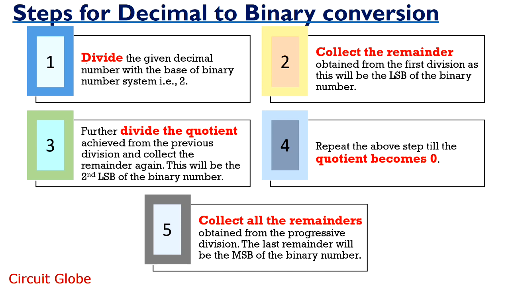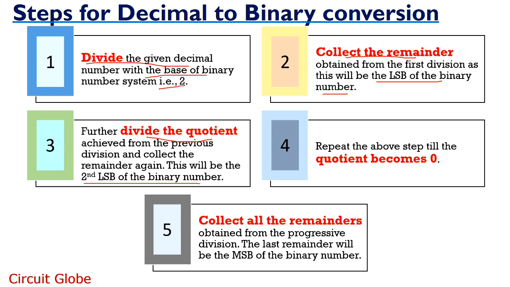Guys, the first step is to divide the given decimal number with a base of binary number system, that is 2. On division, we will get a remainder value either 0 or 1 that should be collected, as this value will act as LSB of the binary number. Further, to have next binary value, we have to divide the quotient received from the previous division and collect the remainder again, as this will act as the second LSB of the binary number.